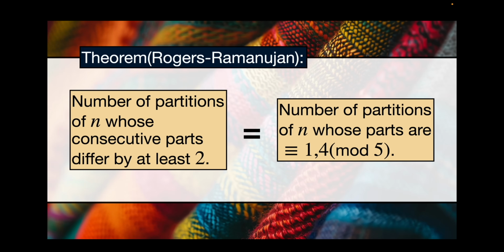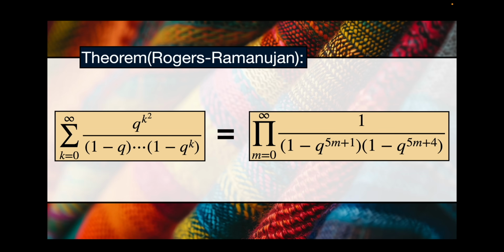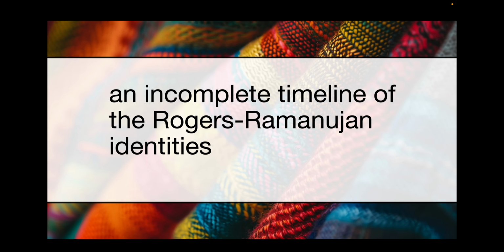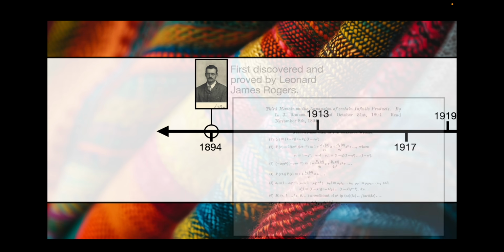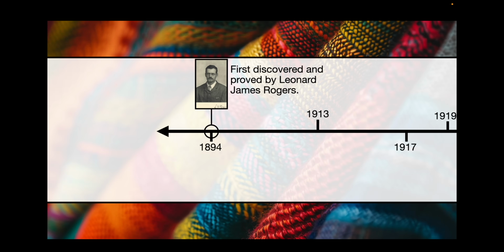Now that we've seen the partition version, as well as the generating function version of the Rogers-Ramanujan identity, we're now going to look at an incomplete timeline of these identities. And so I'd like to point out that this is incomplete, but I think we do hit the high points. And it's 1894 that these identities were first discovered and proved by Rogers. And so you can see this little clip of his paper, and let's observe that the notation bears some resemblance to what we have with our Q series or our generating functions, but it is a little old-fashioned compared to what we use today.